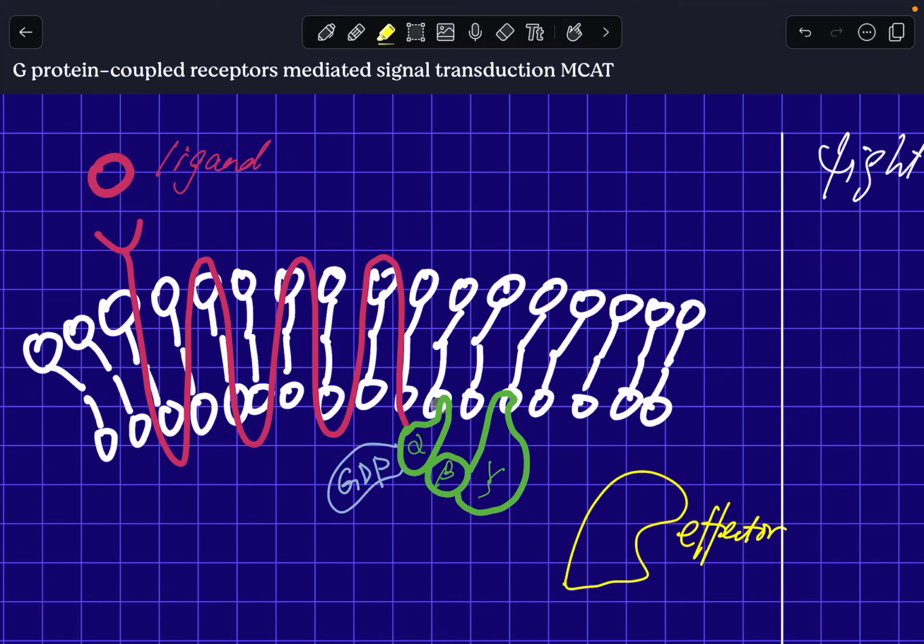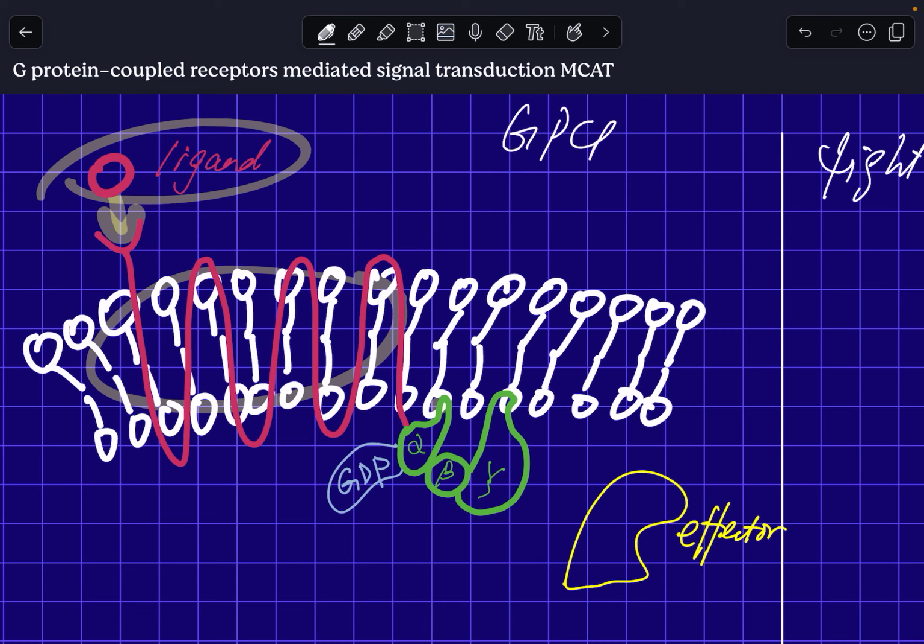Today I want to talk about G protein coupled receptor mediated signal transduction. As you can see, this is my plasma membrane, and outside of my cell I have this ligand that is waiting to bind to the protein receptor embedded in the cell membrane. This receptor is called GPCR, and I'll explain what GPCR means in just a second.